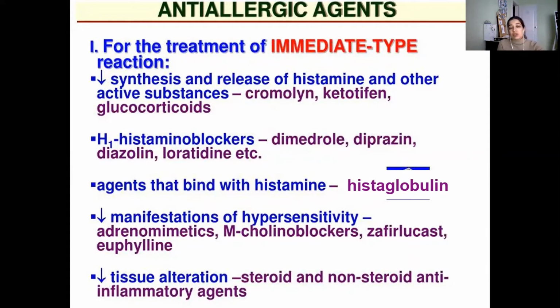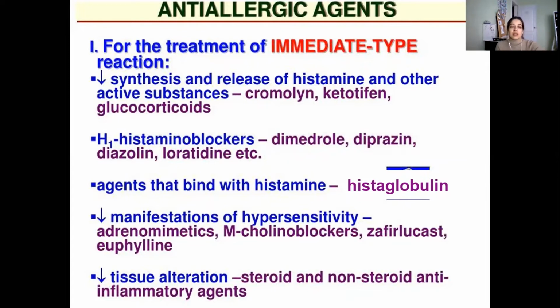We also have drugs that reduce the manifestations of hypersensitivity. Pay attention, this is not blocking the allergic reaction. This is just reducing the symptoms of allergic reaction. For example, adrenomimetics. Why? Because they can constrict the blood vessels, but they don't fight allergy. So don't mix. M2 choline blockers, again, the same. Zafirlukast can reduce the allergic reactions because zafirlukast blocks the leukotriene receptors, and euphyllin dilates the bronchi, for example.